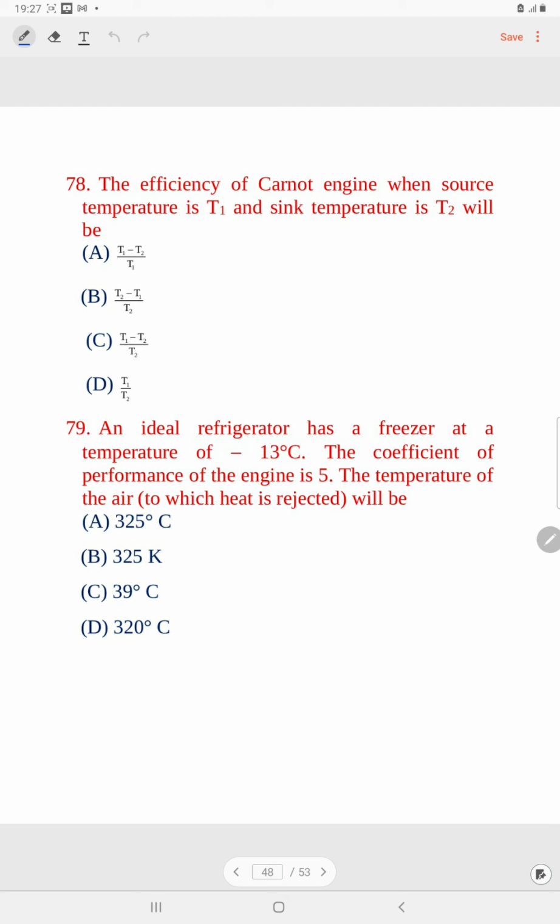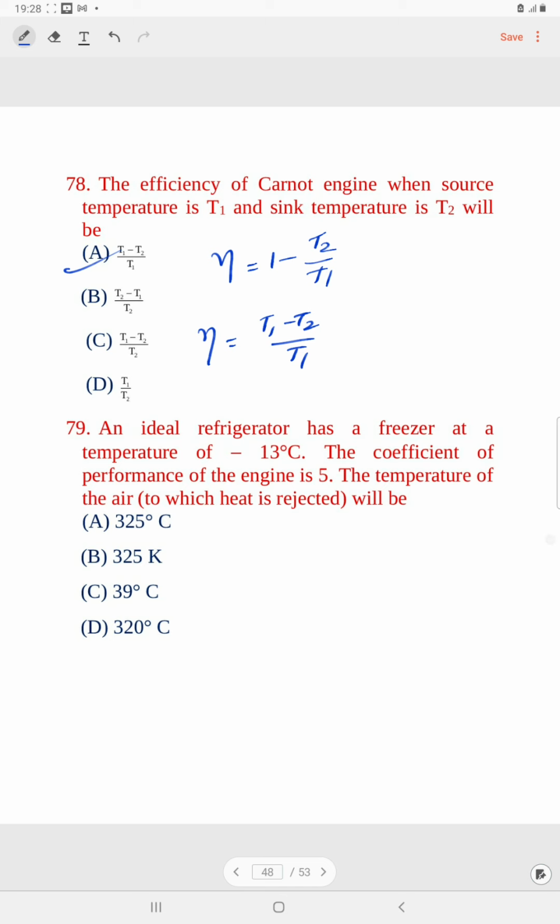78. The efficiency of a Carnot engine when the source temperature is T1 and the sink temperature T2 will be. The general expression for efficiency is 1 minus T2 divided by T1. So this becomes T1 minus T2 divided by T1. It is option number A.